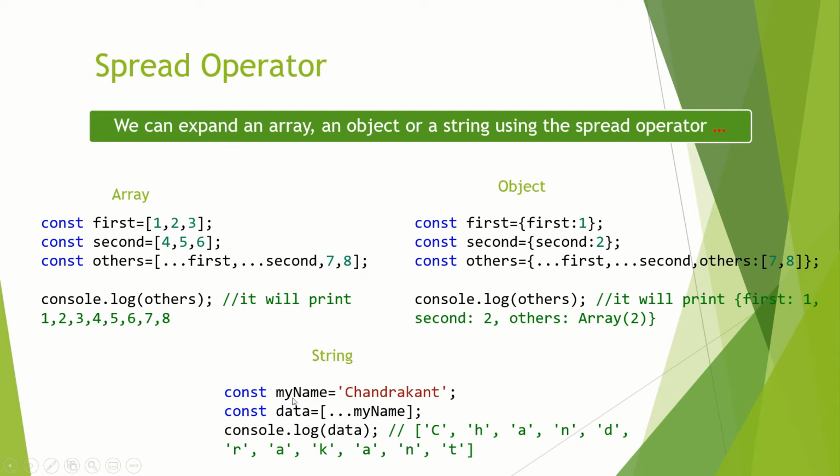So here I have declared one variable with the string value Chandrakant, and I am declaring another variable, data, with this spread operator, and I am assigning my name to this data variable using spread. So it will create an array of characters using the spread operator. This is the way we can use a spread operator in JavaScript.